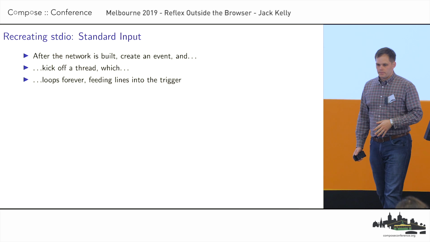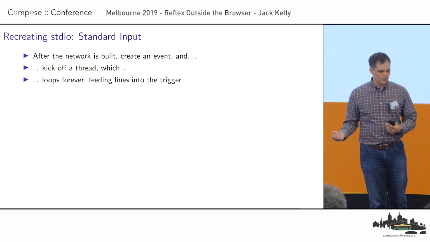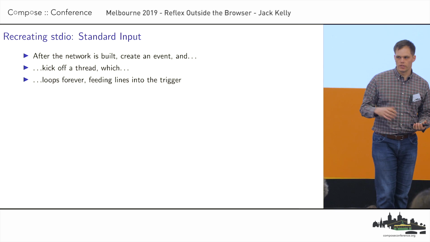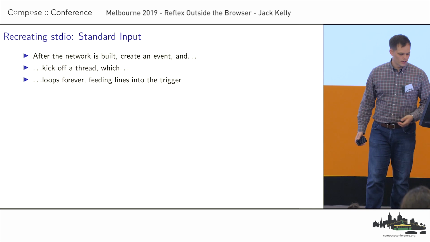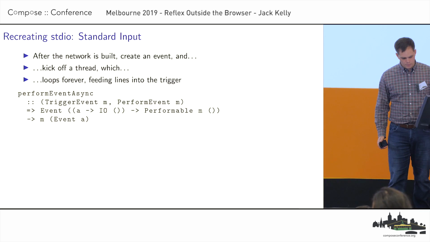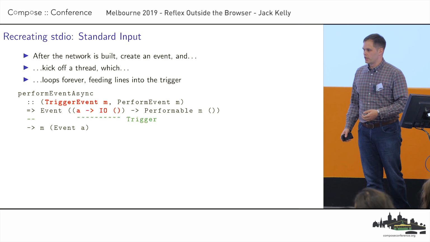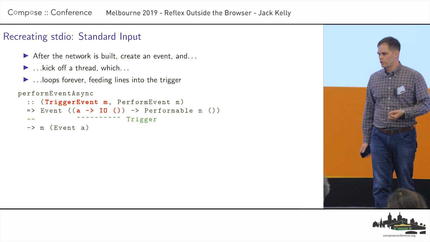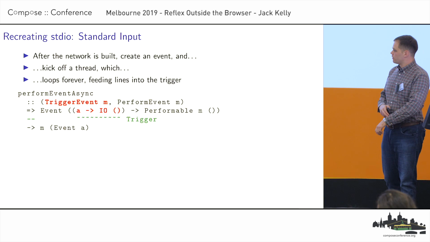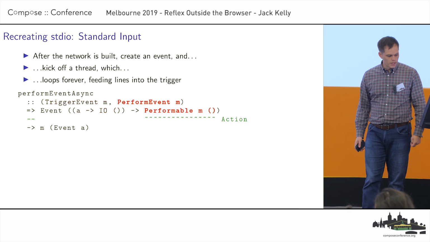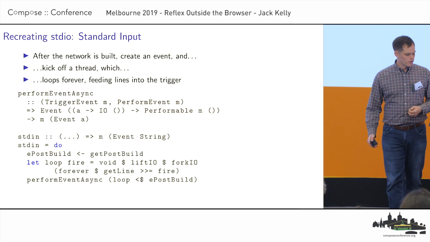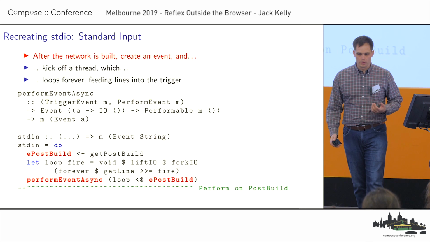Standard input is a little bit harder because we need something to actually watch for lines as they arrive, and that means we have to work in a background thread, and to work in the background thread, we don't want to start that too early. So Reflex provides a handy function that combines trigger event and perform event into perform event async. So the trigger event side is the event is given a function that will fire off an event with any A's that it happens to discover, and it is allowed to perform actions because it's in this performable monad. So standard input, we will start by performing stuff on the post build.